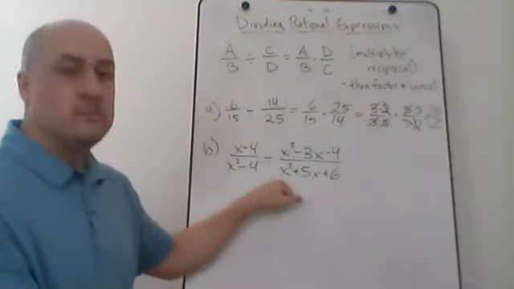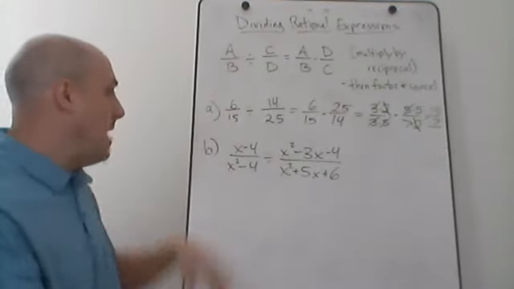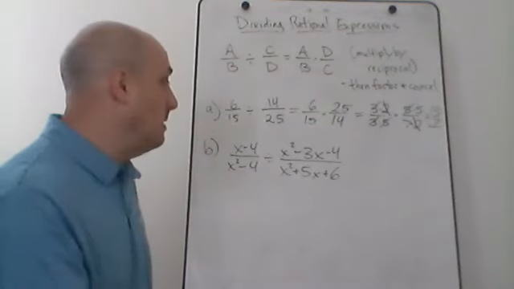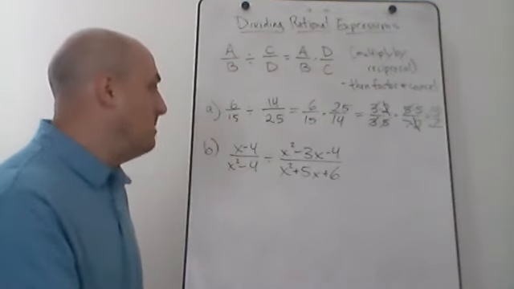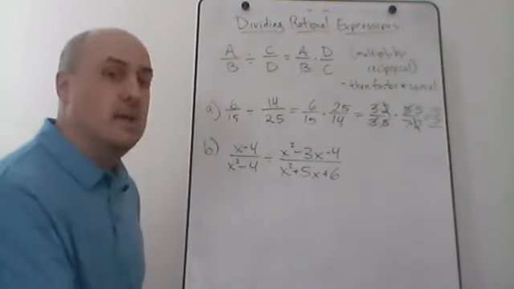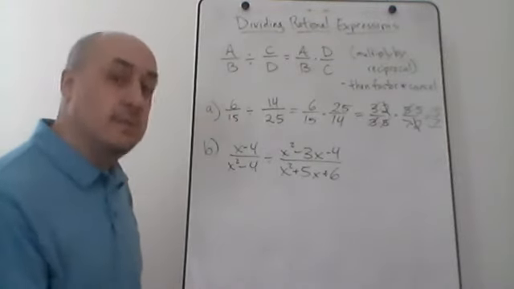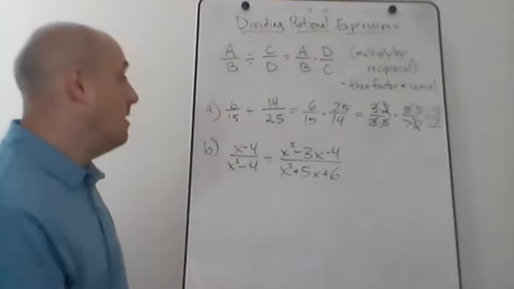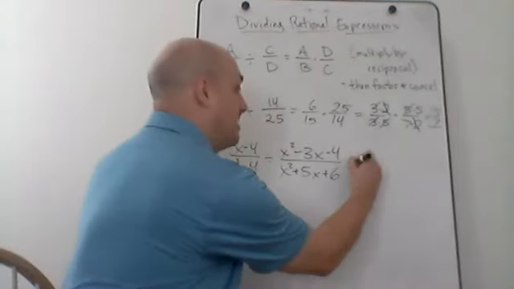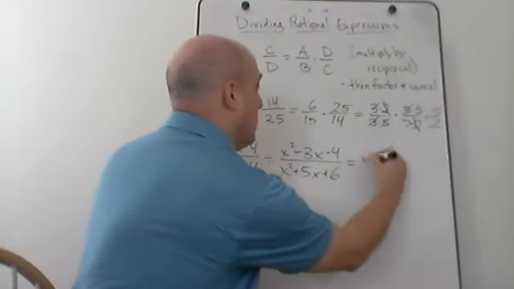All right, so let's do the same thing with this algebraic expression. We have x minus 4 over x squared minus 4, divided by x squared minus 3x minus 4 over x squared plus 5x plus 6. It looks a lot more intimidating than the one we just did, but remember, we do it the same exact way. Since I'm dividing fractions, I don't actually divide, I change it to multiplication.